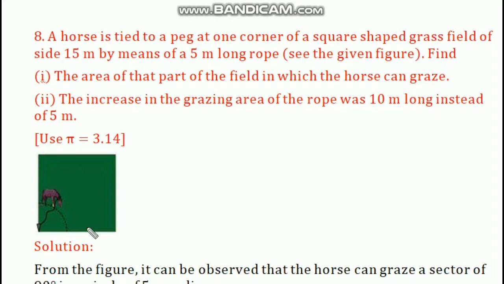We need to find out the area of the field in which the horse can graze. Okay, so there the angle is 90 degrees. At the same time, the length of the rope is 10 meters. So first we need to find out the grazing area if the length of the rope is 5 meters.